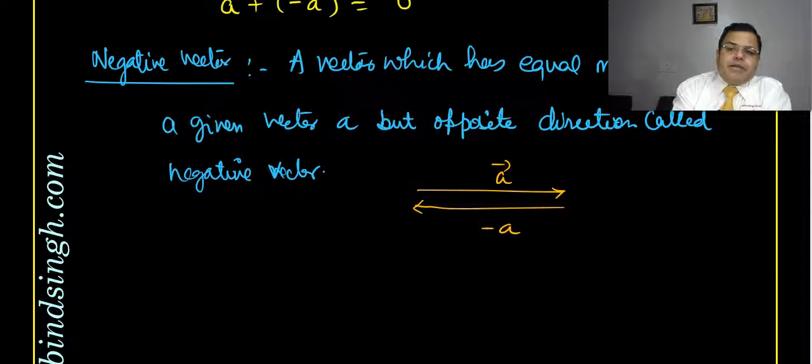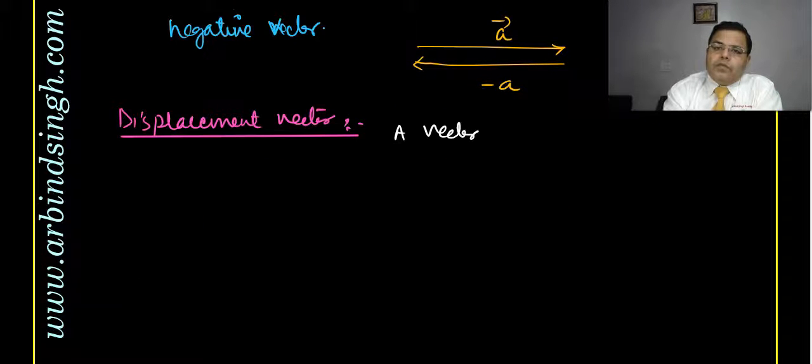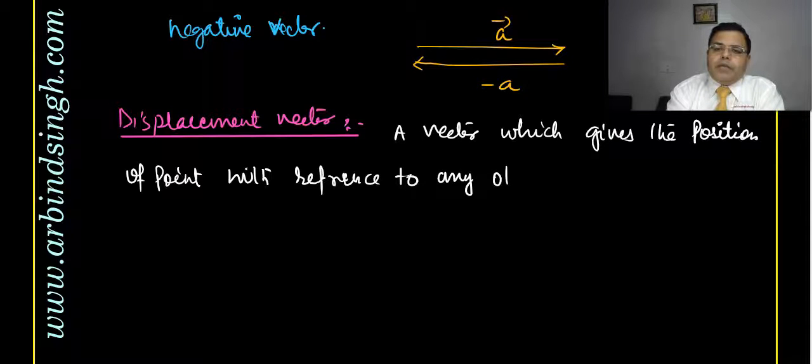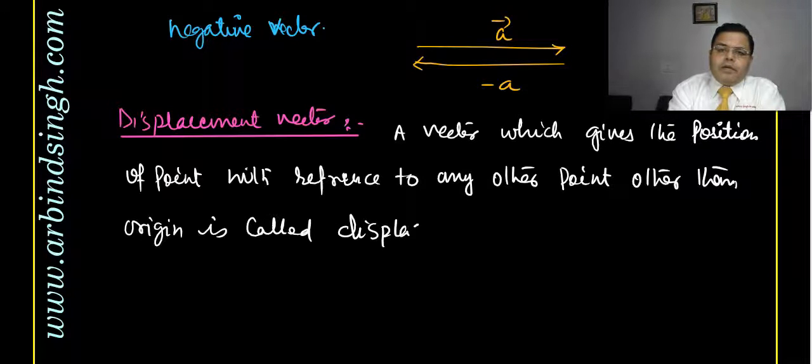Then there is another type of vector called the displacement vector. What is that? A vector which gives the position of a point with reference to any other point other than the origin is called a displacement vector.